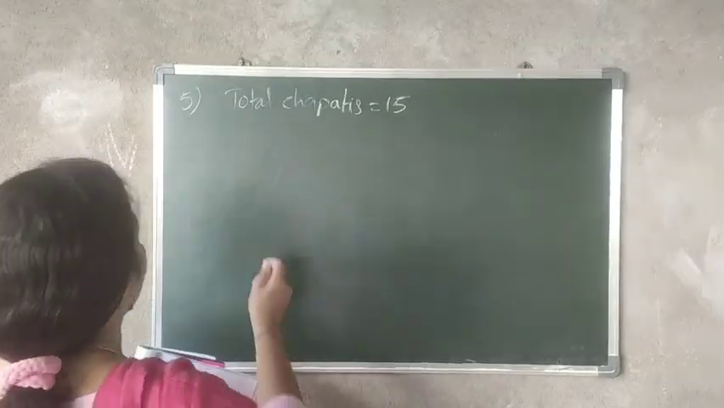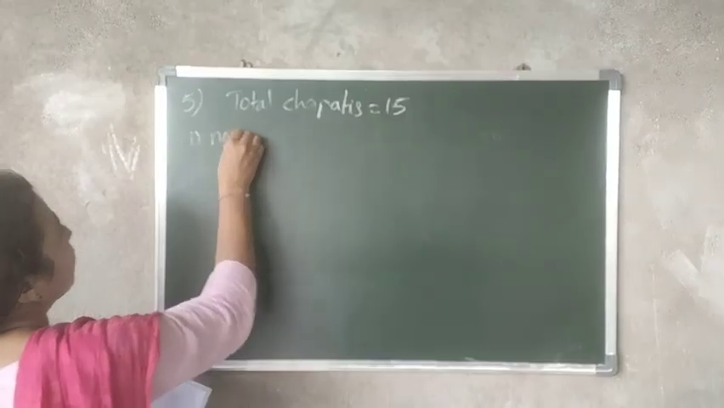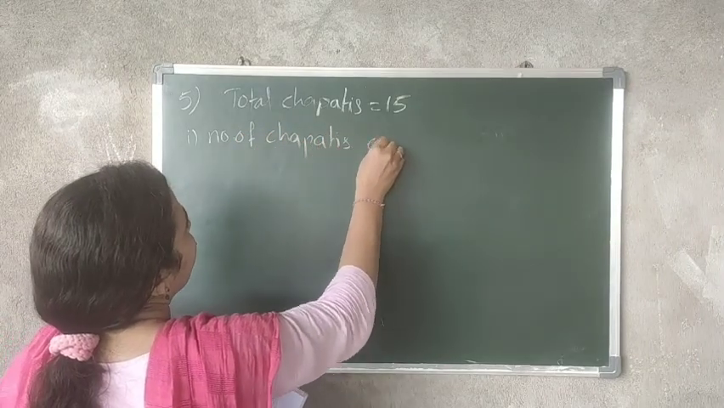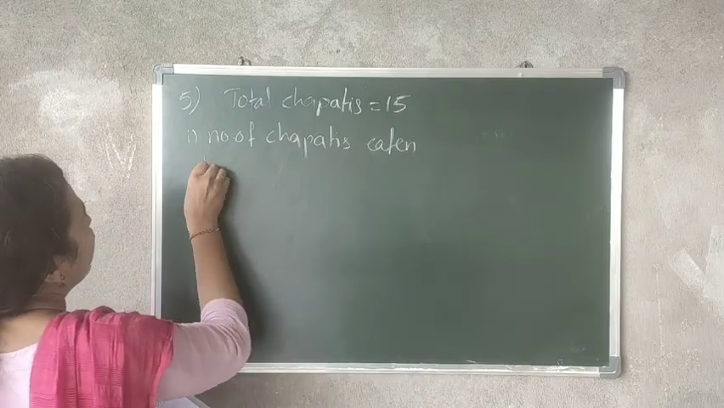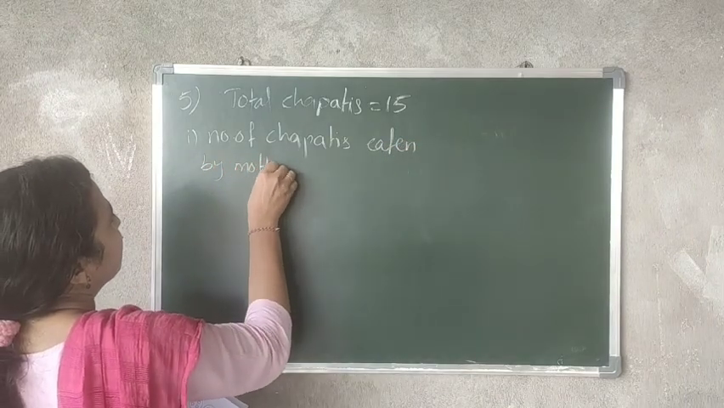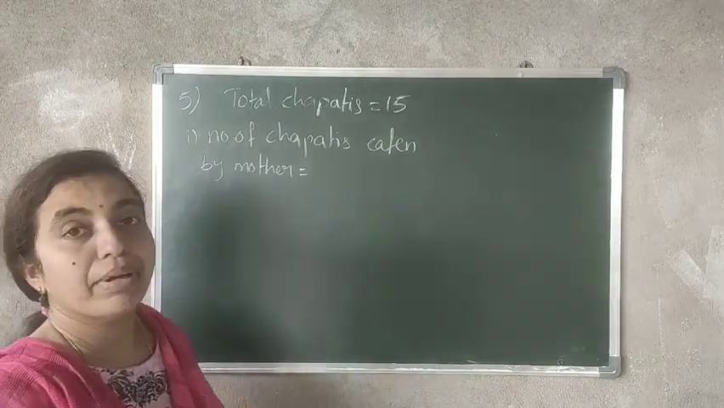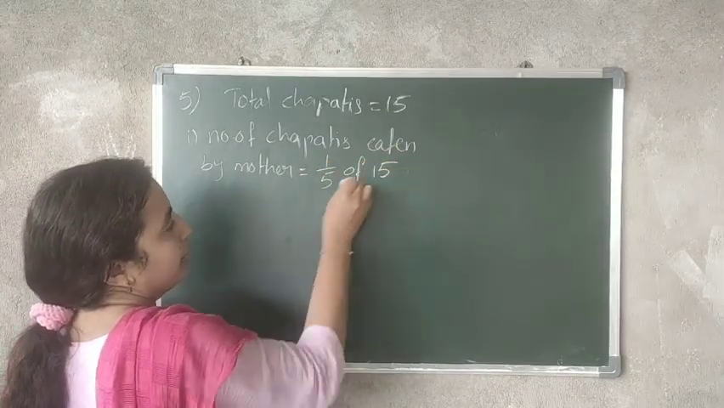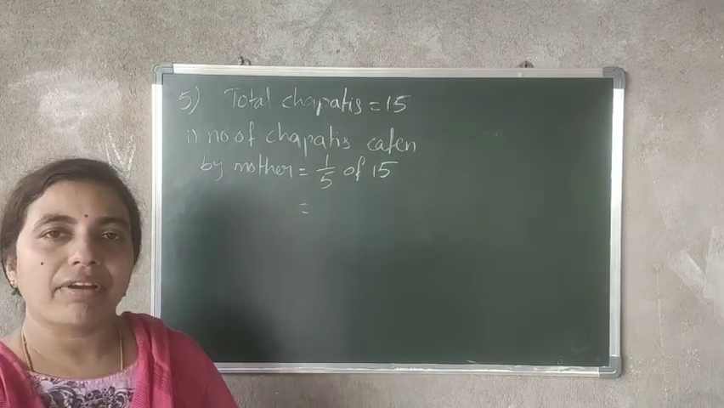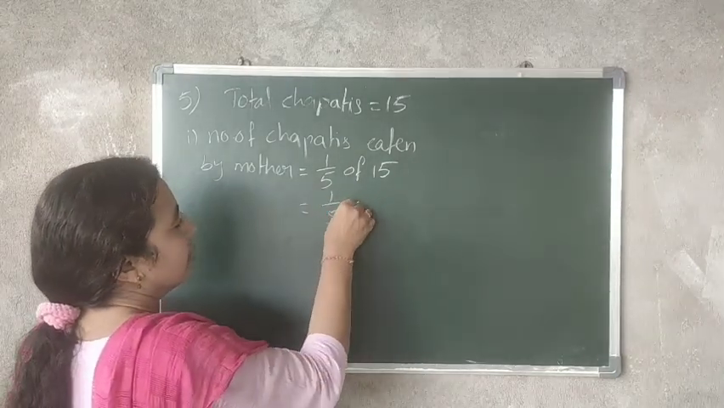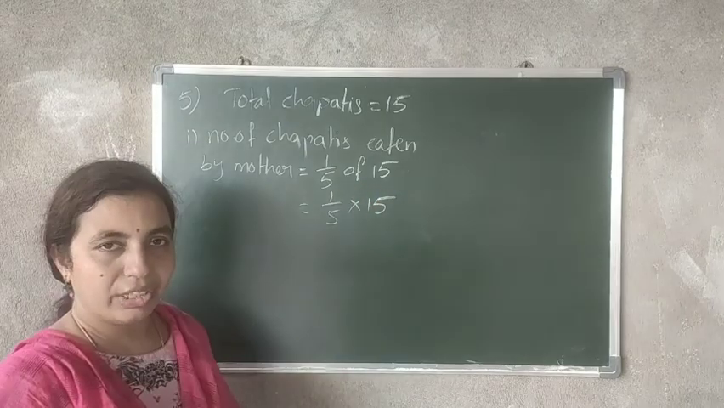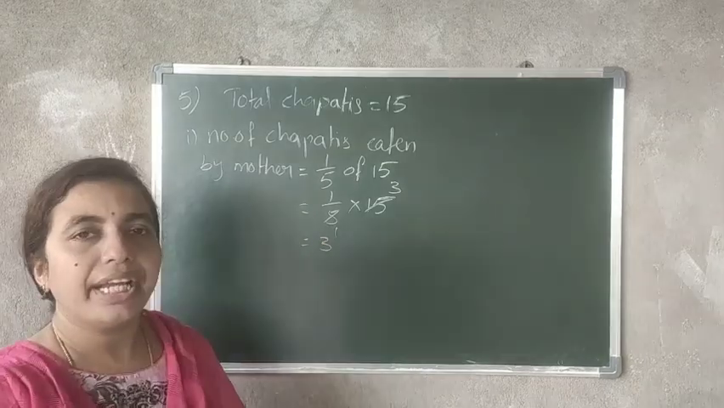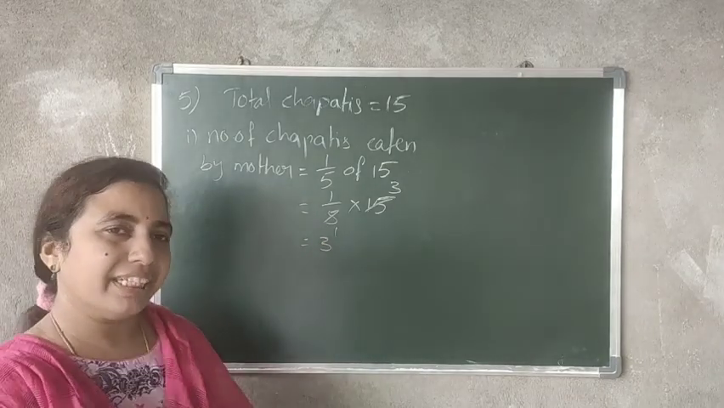Okay, so first we will find the first one. Number of chapatis eaten by mother. What is given? 1 by 5 of total chapatis. How many? 15. Already I said 1 by 5. 'Of' means into. So 5 ones are 5, 5 threes are 15. So how many chapatis she ate? Your mother ate 3 chapatis.